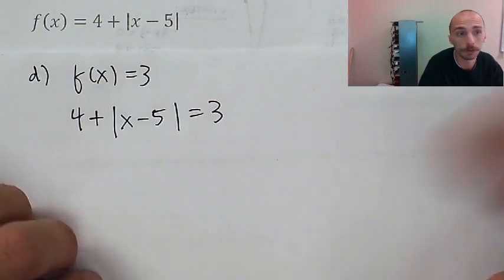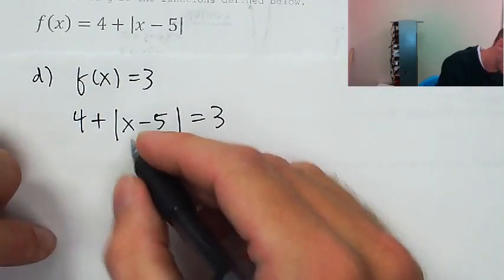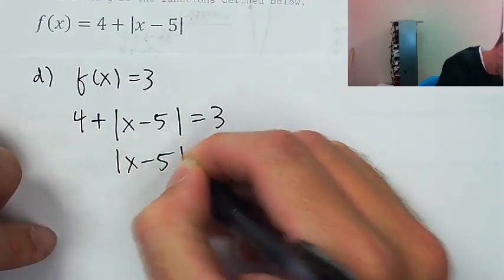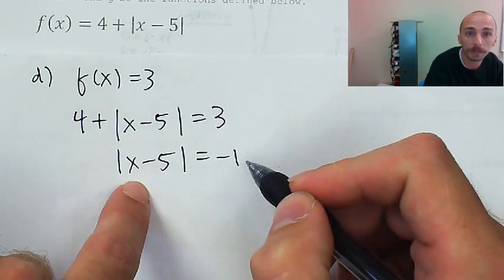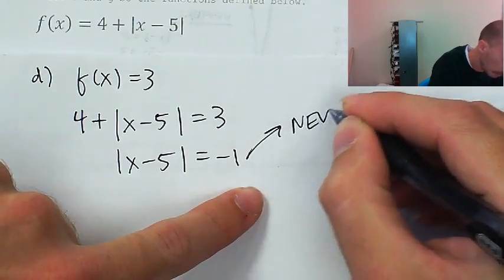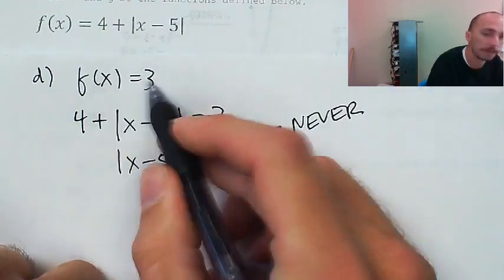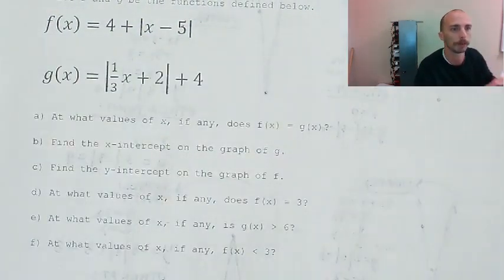That's a shame. It's going to be another no solution, but we didn't run into that in the kind of drill problems in the first page, so I guess it's good that we are really hammering home that if you subtract 4 from both sides and you get absolute value equals negative number, that has no solution, so it never equals 3. So I would just say f of x equals 3 for no values of x, or that never happens, or something like that.